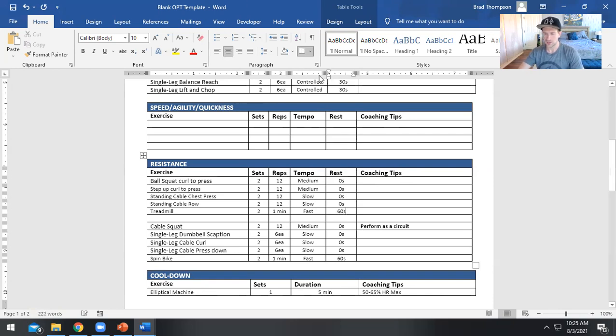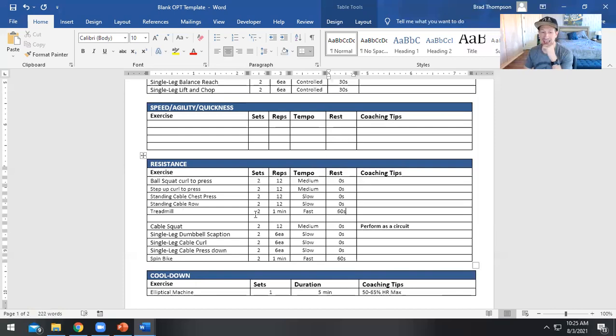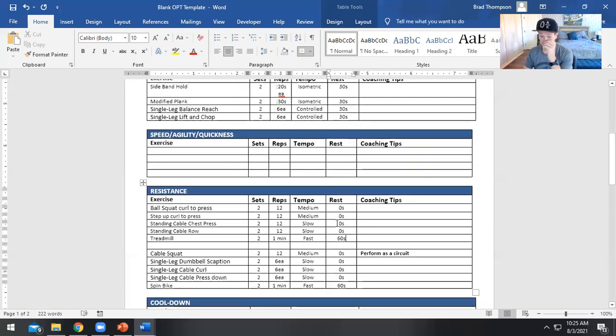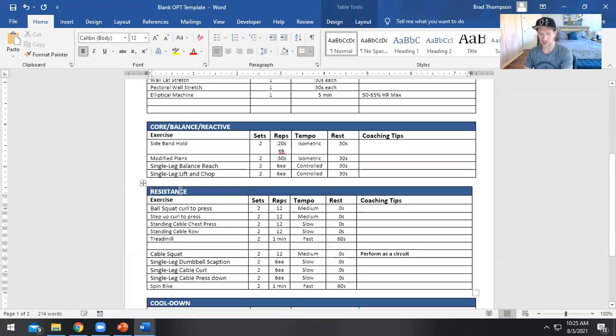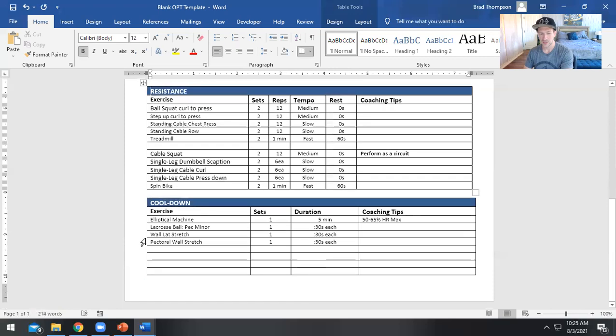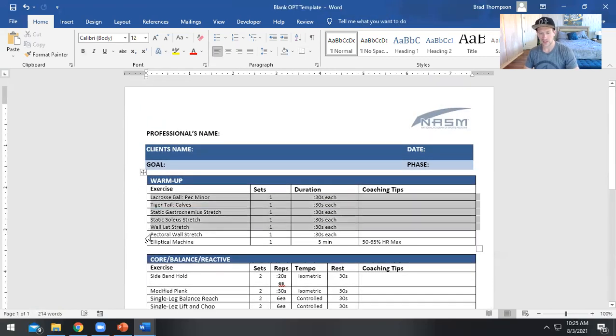I don't know why I deleted all this earlier. That was a mistake. Should have kept it up. So there we go. Now, my client has 8 exercises that they know how to do in their resistance section, 4 exercises that they knew how to do here. I'm just going to remove the speed, agility, and quickness section because we're not actually doing it. And then they've got a warm up and a cool down that's going to work really well for them, right?